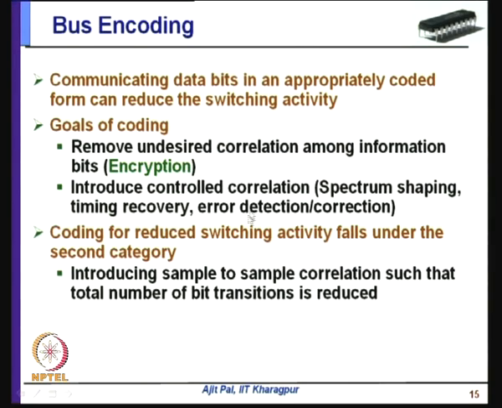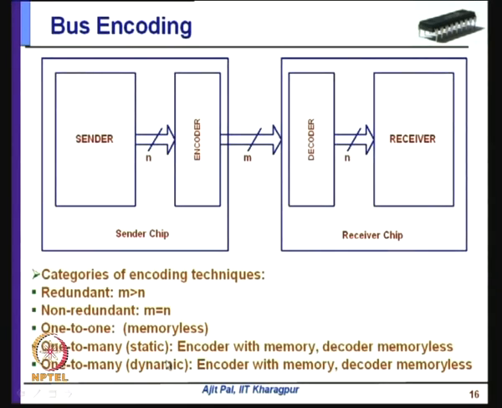Bus encoding is a technique which belongs to this category, which we have discussed in detail, and the coding for reduced switching activity falls under the second category, where by introducing sample to sample correlation the total number of bit transitions is reduced. So, our objective is to reduce switching activity by suitable bus encoding, and there are various bus encoding techniques, and this is the basic scheme which is shown here.